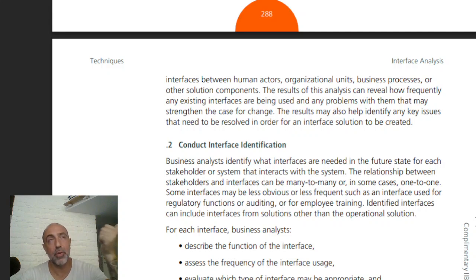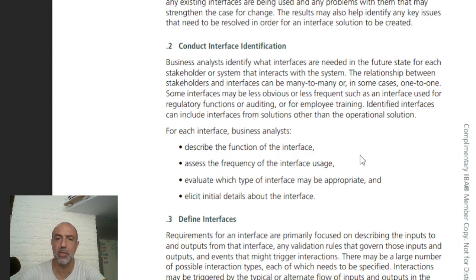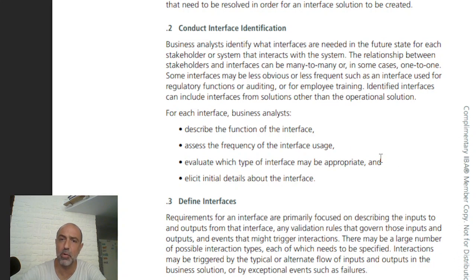Well, figuring out what you need, why you need it, how you need it, for whom you need it, who's going to be using it, who has the authority, and all that. That's basically what they're talking about. Secondly, we conduct interface identification. Business analysts identify what interfaces are needed in the future state for each stakeholder or system that interacts with the system. The relationship between stakeholders and interfaces could be many-to-many, or in some cases one-to-one.